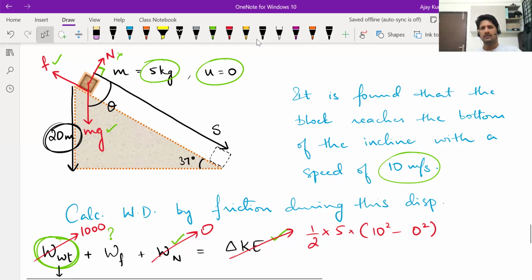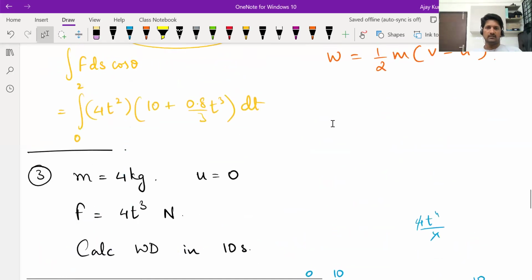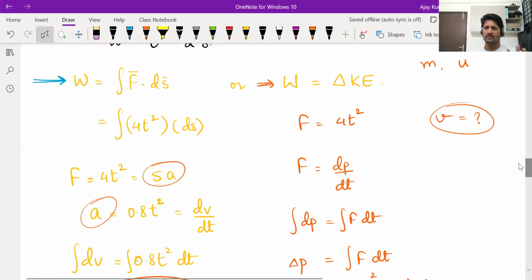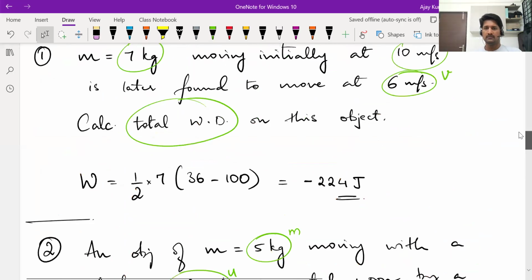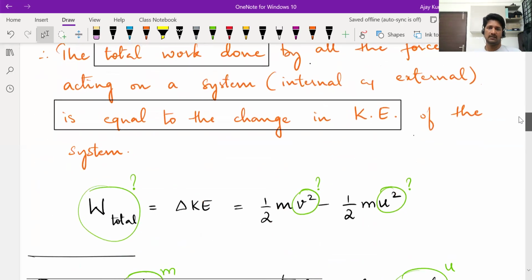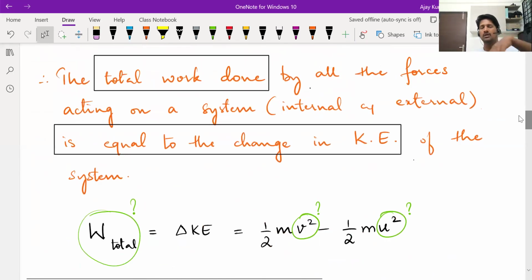And I'm telling you again, the theorem is very, very important. We'll be using this in almost every chapter that follows. And this will have more applicability because this theorem doesn't come with any condition. You just have to ensure you have taken work done by all forces, equated to change in kinetic energy. In any problem, you can apply this.